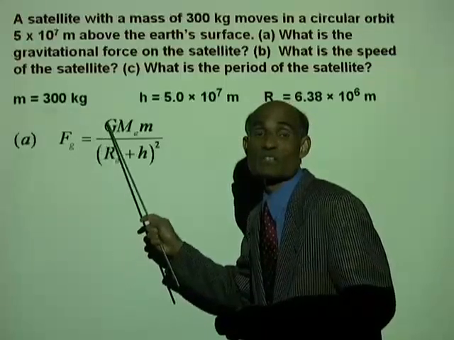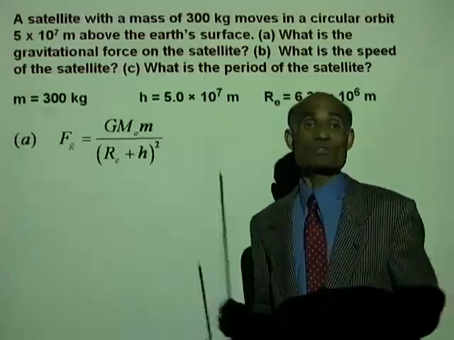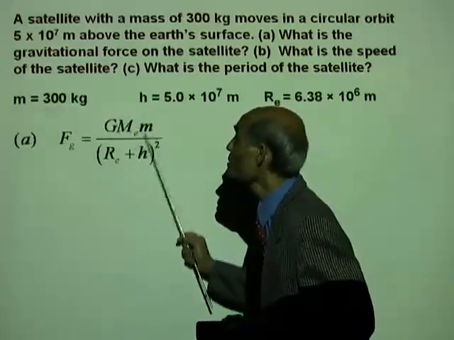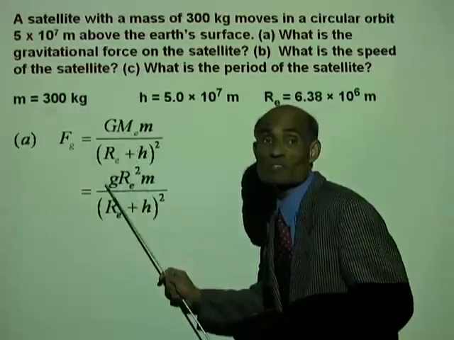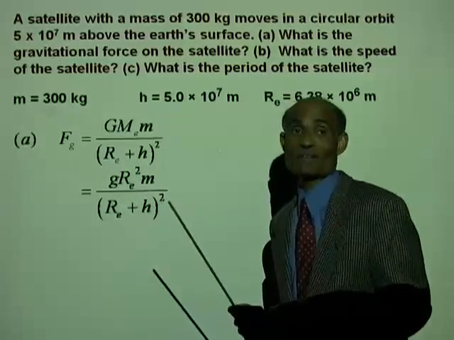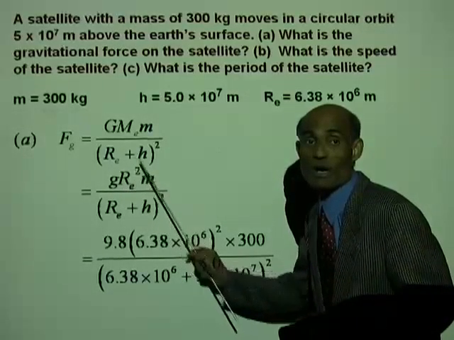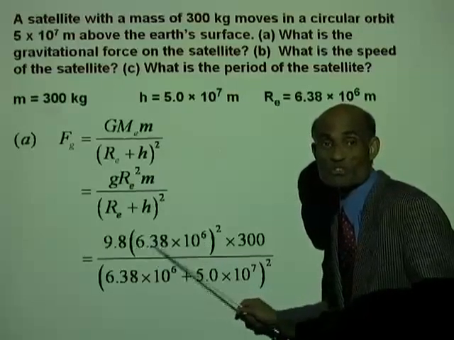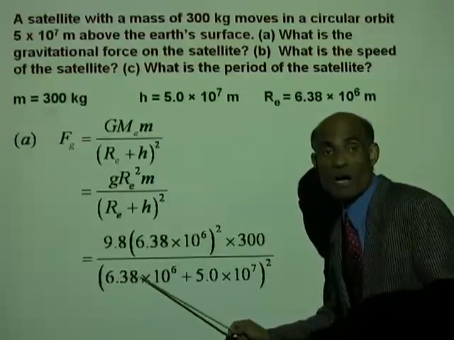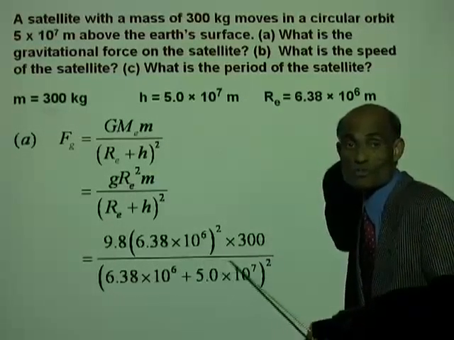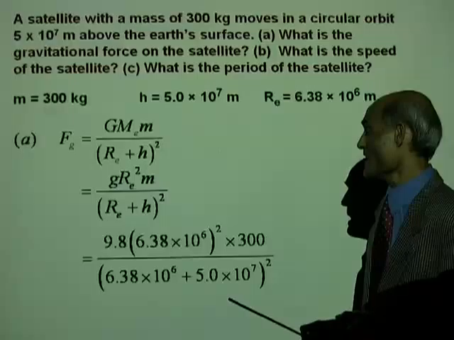Gravitational force is G M E m divided by R E plus h all squared. And all you need to do is put in those values. And G M E can be replaced by small g R E squared. And now you have g is 9.8, R E squared, 6.38 times 10 to the 6 squared, times mass, 300, over R E plus h all squared. And again, put that in the calculator and solve it.